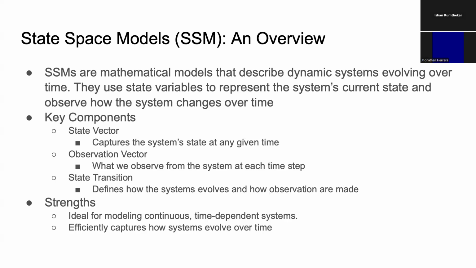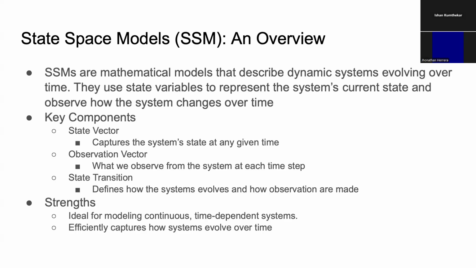The key components of state space models are the state vector, which captures the system's state at a given time, the observation vector, what we use to observe from the system at each time step, and the state transition, which defines how the system evolves and how observations are made. I will go a lot deeper into it, but just recognize the names, okay?